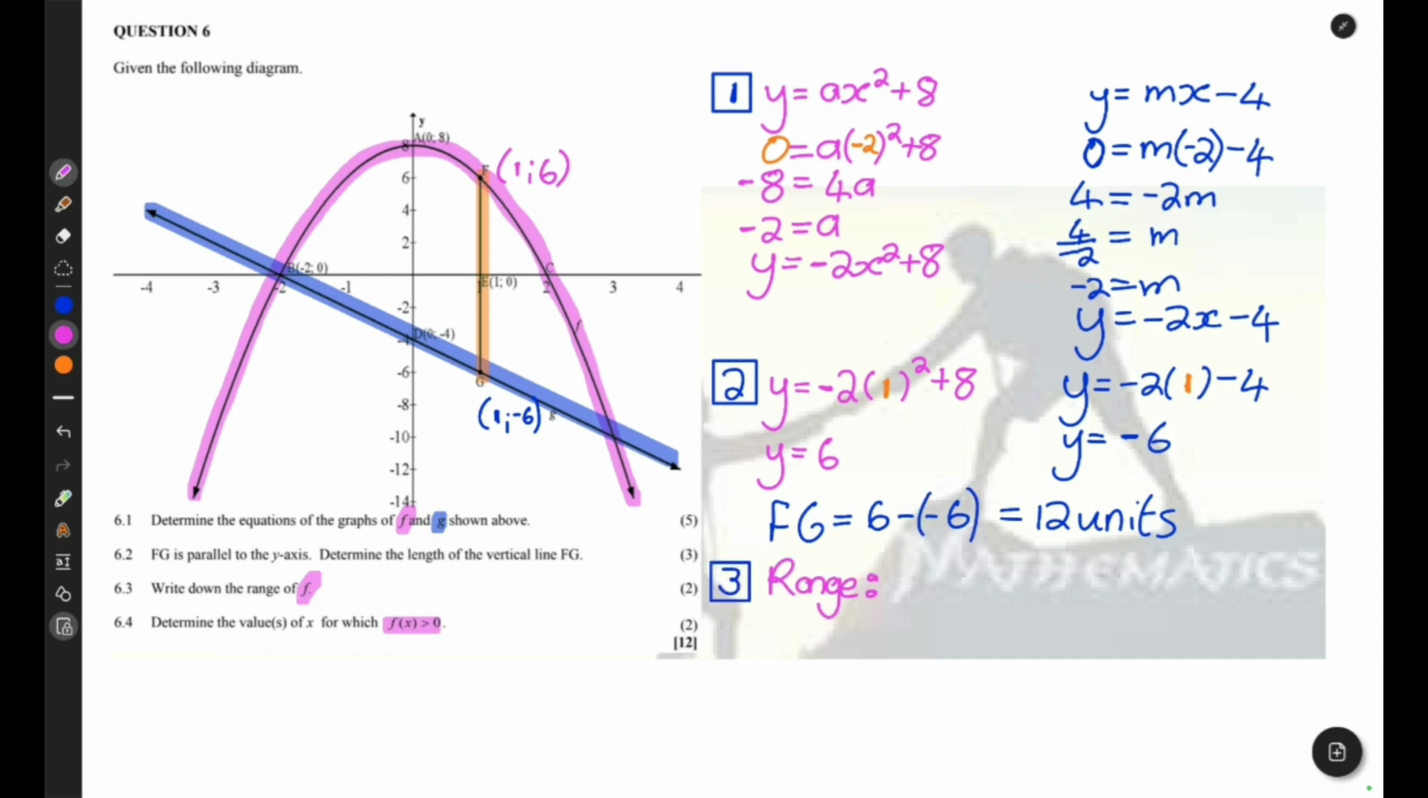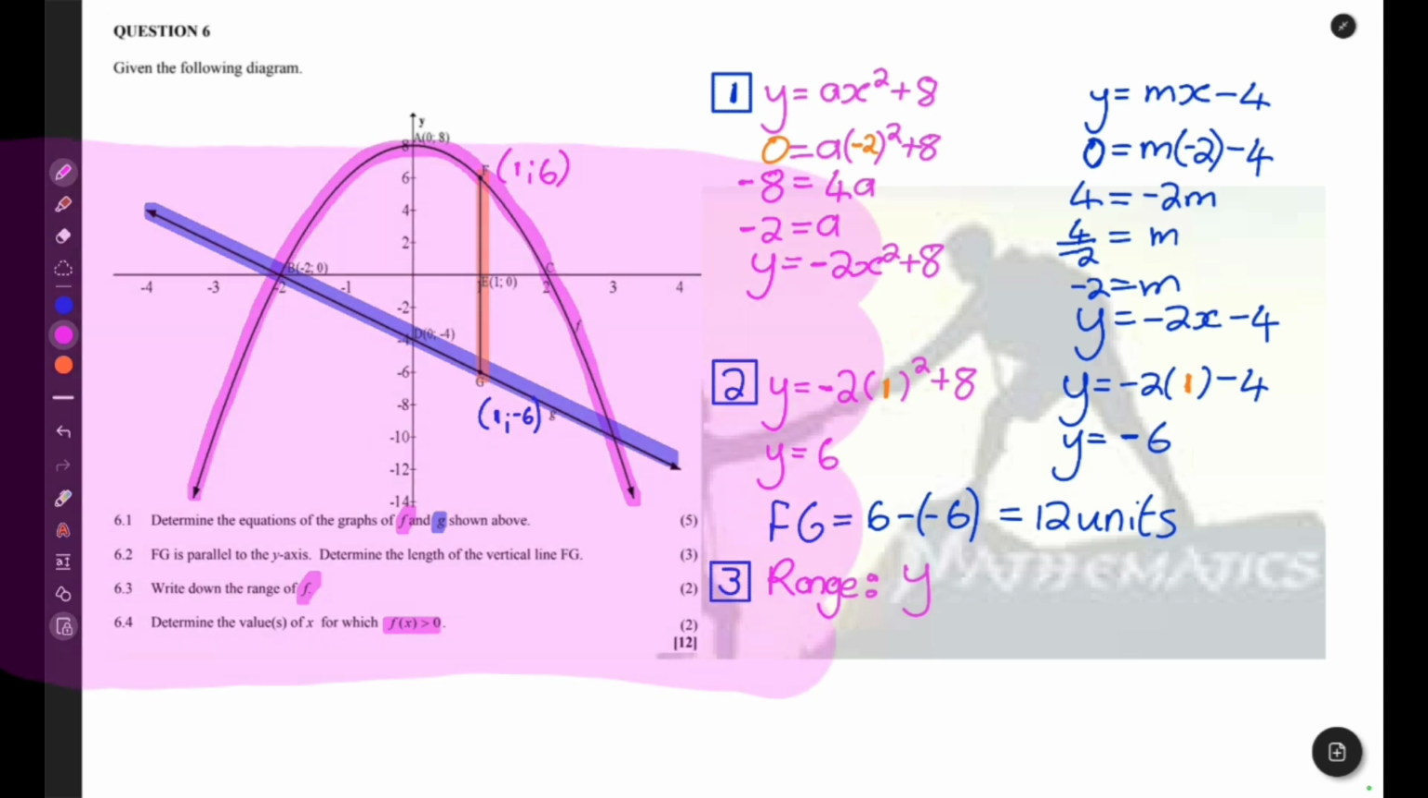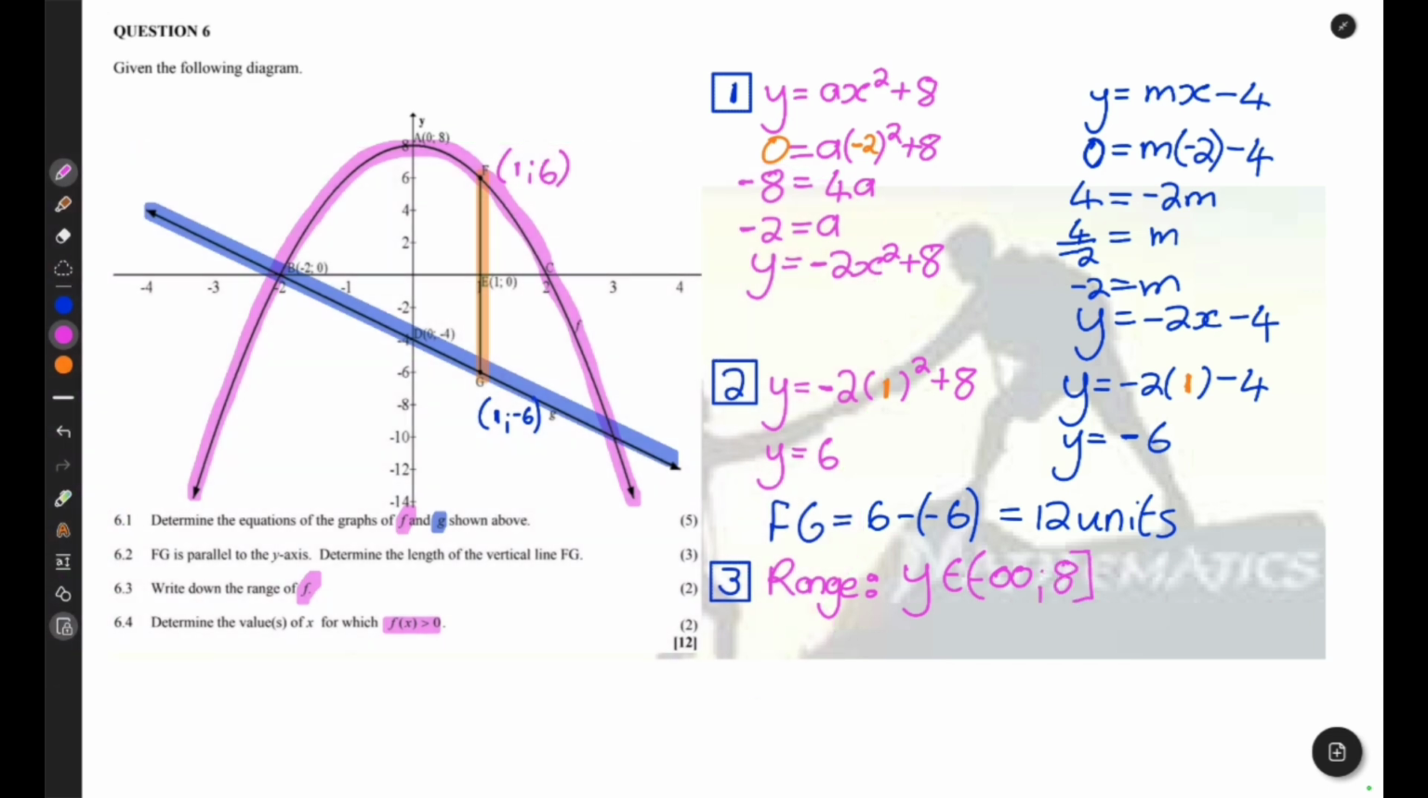Question 3, write down the range of f. Range is always y. And now I can just ask the question, if I read from the bottom to the top, where does this graph start at the bottom? There are arrows at the bottom. So it starts at minus infinity. Okay, and infinity is always a round bracket. How high does it go? It does not pass 8. So 8 is a block bracket. Remember, you could have also just written y is smaller or equal to 8. So any one of those two would get you full marks in an exam.